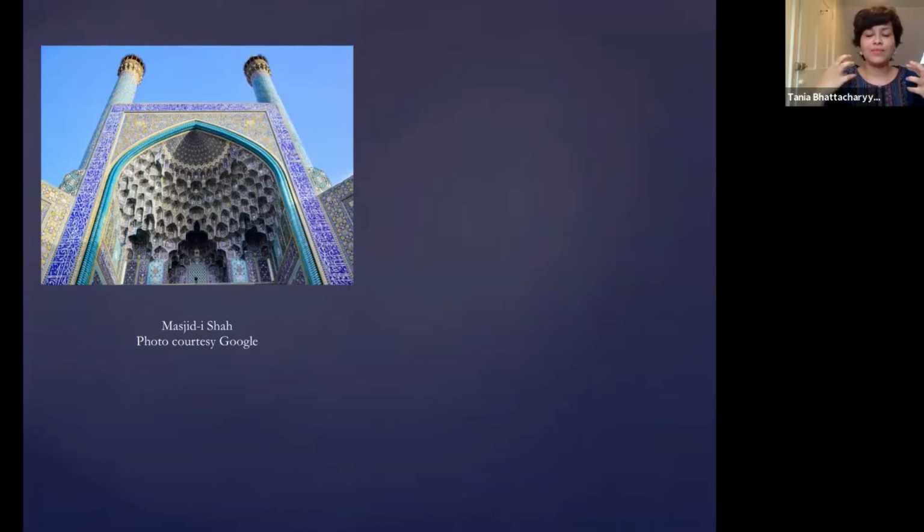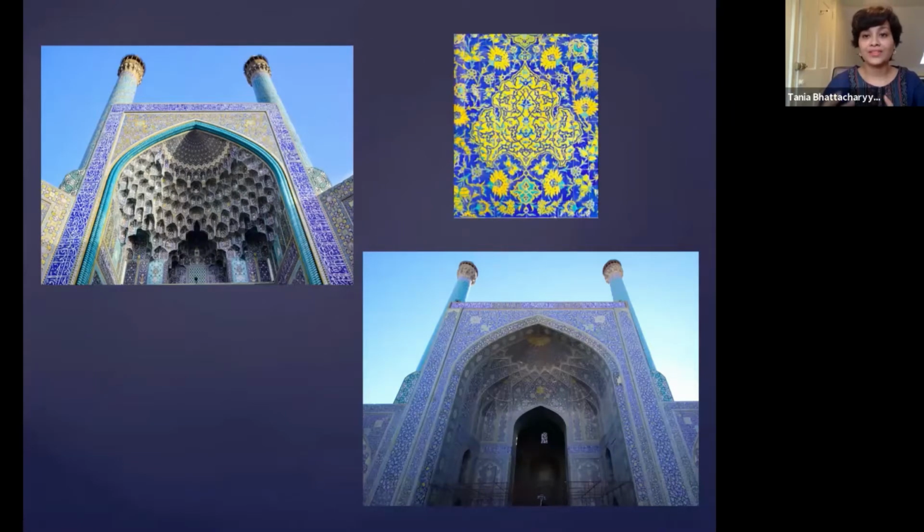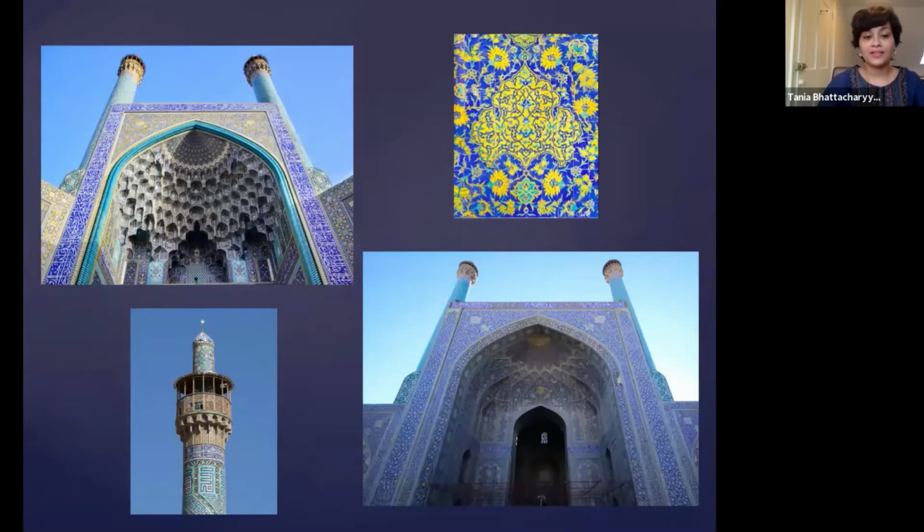Note the same detailed, incredible honeycomb structure of the entranceway architecture, the calligraphic ornamentation along the sides in white on top of blue, the tall blue minarets. This is another entranceway of the same mosque, Masjid-e-Shah. And if you look closer, that's the detail on some of the tile work, which is very iconic of Isfahani mosques. And this is a close-up of the minaret.